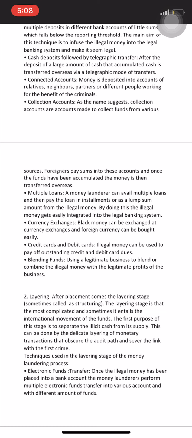Next is currency exchanges, which means black money can be exchanged at currency exchanges and foreign currency can be bought easily. Credit cards and debit cards are also used to convert illegal money, which can be used to pay off outstanding credit and debit card dues. Next is blending funds, using a legitimate business to combine the illegal money with the legitimate profit of the business. So this is the first stage, which means placement, which is involving the dirty money into the financial setup, and these are the techniques used.